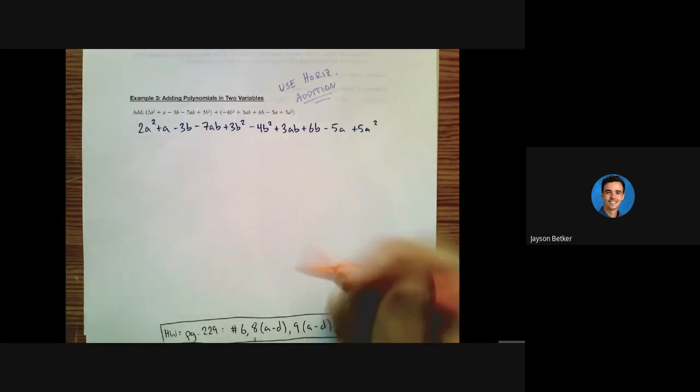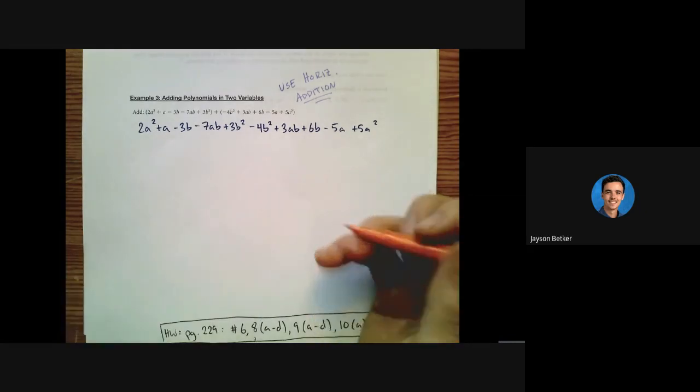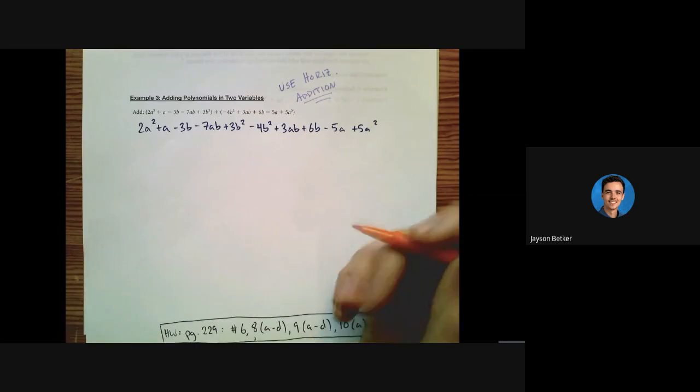Let's group all of the like terms for our next step here. So I'm gonna just put lines underneath them as I pull them out of this top one. I'm gonna start with a squared, then I'm gonna move to a, then I'm gonna move to b, then I'm gonna move to ab, and then I'm gonna move to b squared. That's just the way that I have it written down here. It doesn't really matter how you group them. Generally, you want to start with having your higher exponents first.